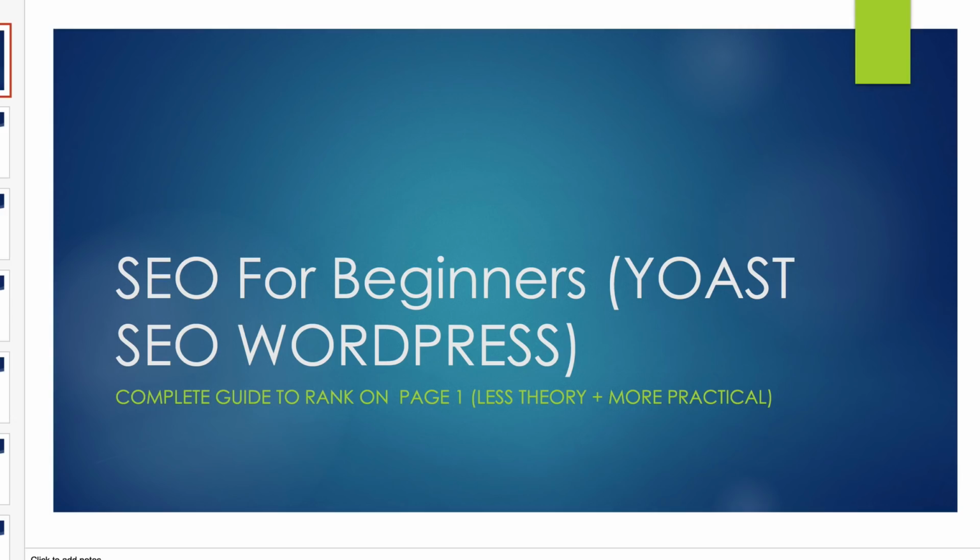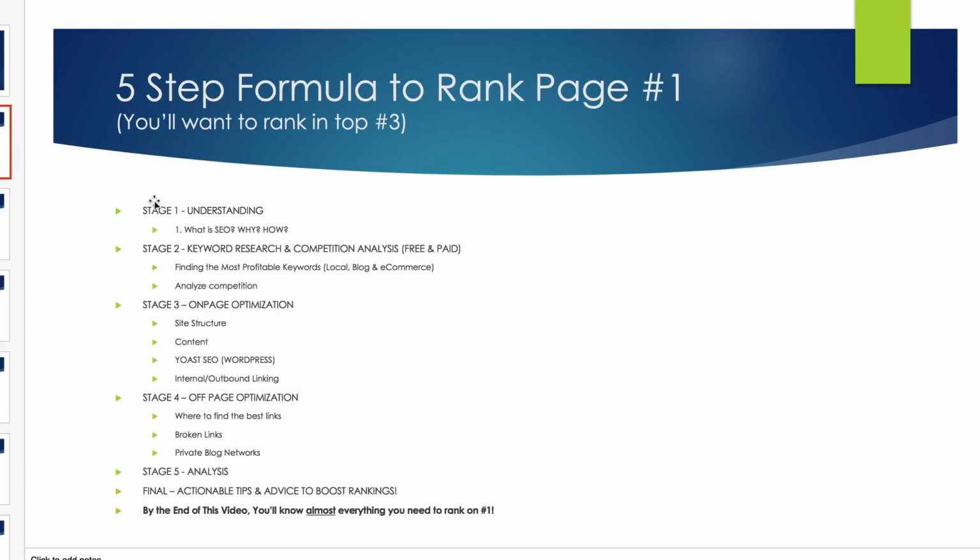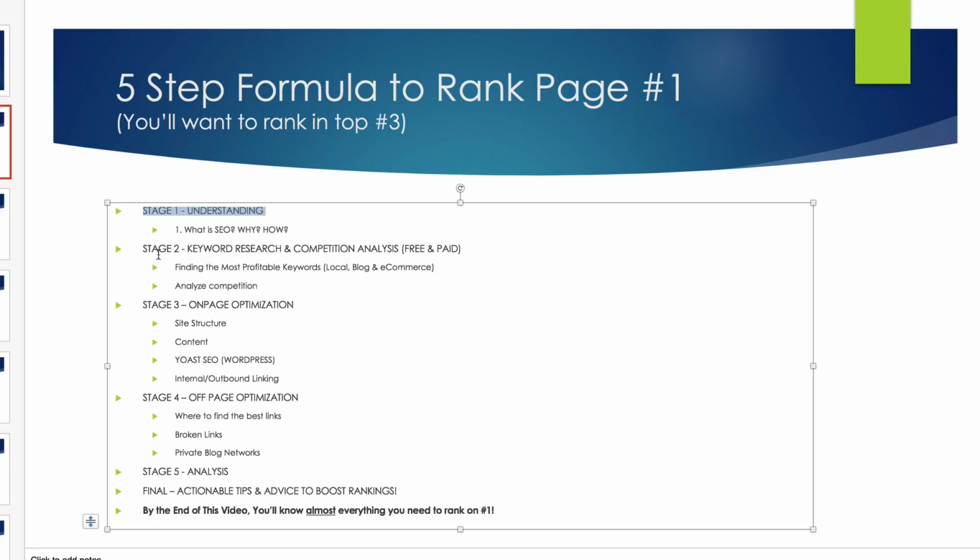for your website. Okay, so my name is Hogan, and I'm going to be going through the 5-step formula to rank on page number 1. So in stage 1, I'm going to be talking about understanding SEO, and stage 2 will be going through keyword research and also competition analysis. Then we'll be moving to stage 3, which is on-page optimization, and then stage 4, off-page optimization, and stage 5, analysis. Okay, so finally, I'll also give you some actionable tips and advice to also boost your rankings, right?